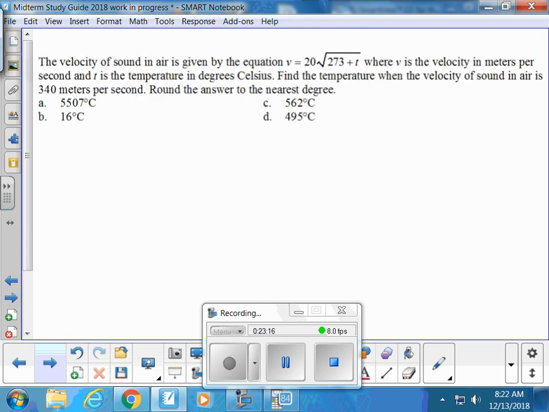We got our velocity problem. I actually think this was on the last test, where V is velocity of the sound and T is the temperature in degrees Celsius. Do you remember this one from the test? Does the 340 go in for velocity or temperature? Velocity. Yeah, this was on our very last quiz.